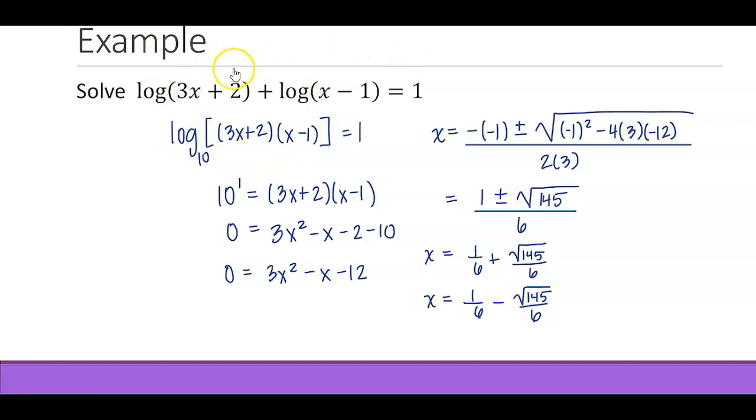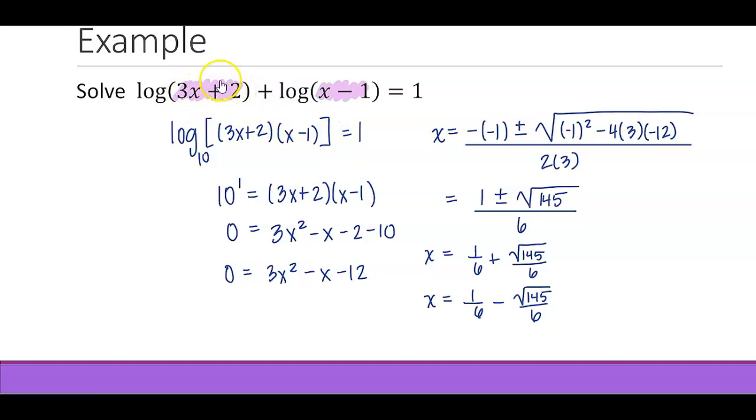I always want to go back to the original equation, and there are two insides to think about here. I have to think about what happens when I substitute these numbers into 3x plus 2 and x minus 1. So here, we want to have a little bit of number sense to determine approximately what values these are. So let's think about the square root of 145. That's a little bit bigger than the square root of 144, which is 12. So this is a little bigger than 12. So 12 over 6, that's 2, plus 1/6, so this number is bigger than 2, and it's positive.